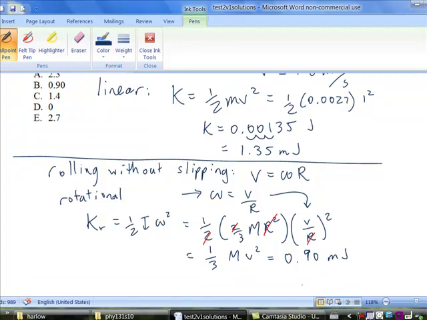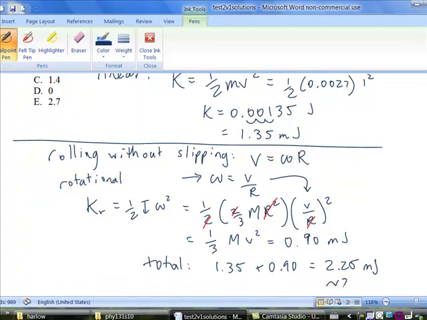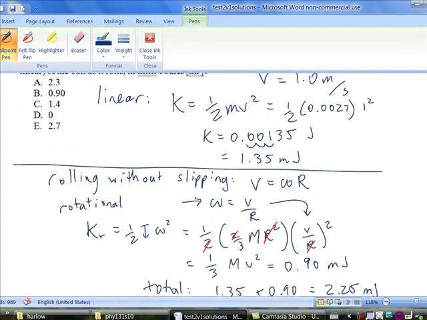Okay. And so the total is equal to 1.35 plus 0.90. Let's type it into my calculator: 1.35 plus 0.9 is 2.25, so 2.25 millijoules. So that's approximately equal to 2.3. So looking up at our answers, the answer is A.